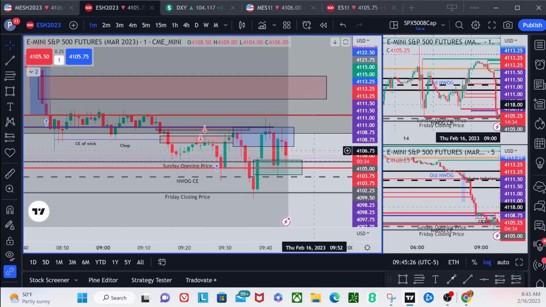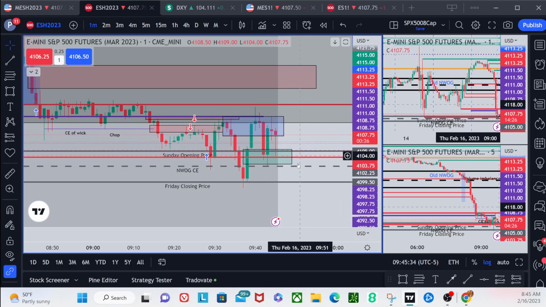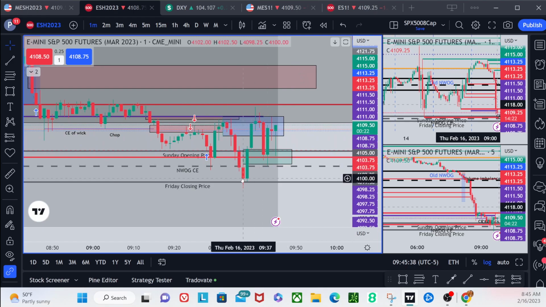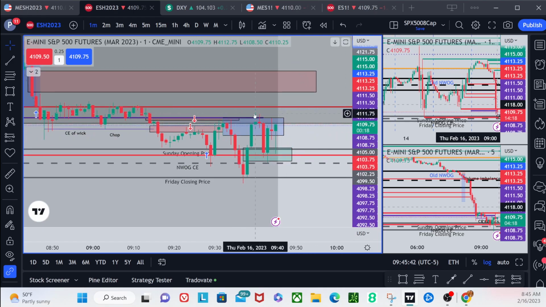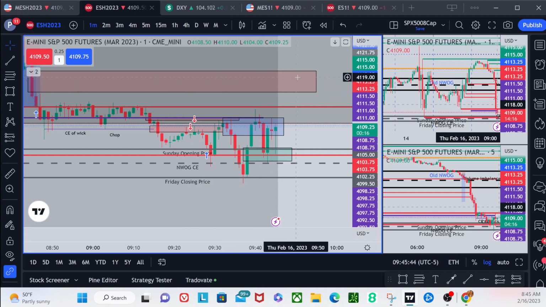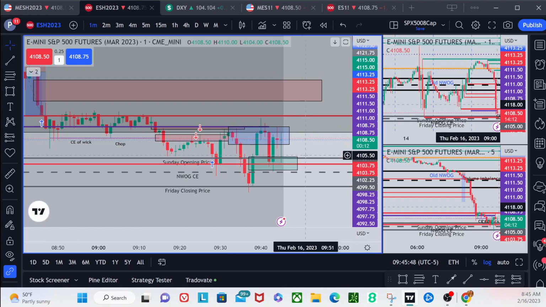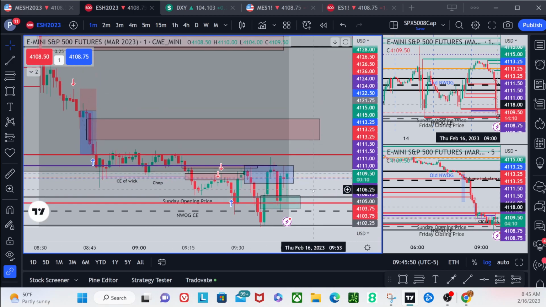Okay, so we came back down to consequent encroachment of the new week opening gap, which also is an order block with a fair value gap. So we want to see, does it have the willingness to want to go above this short-term high? If it does, watch and see how we react inside this fair value gap. If we were to trade up through it and act as support, that would take us back up into the previous week's new week opening gap low. We would aim for something like that.